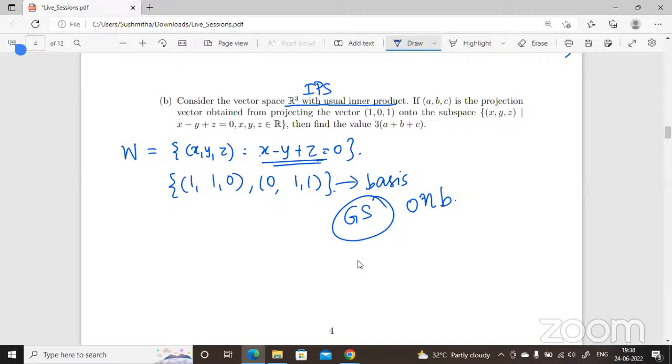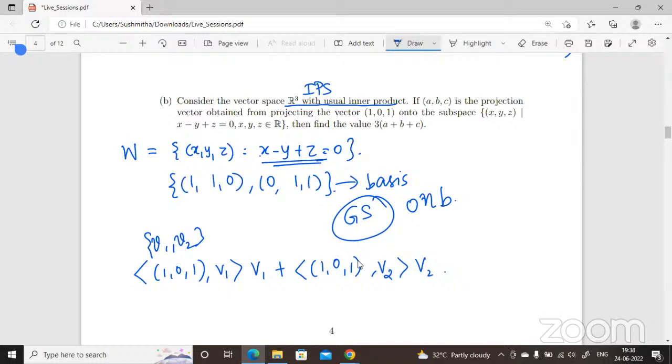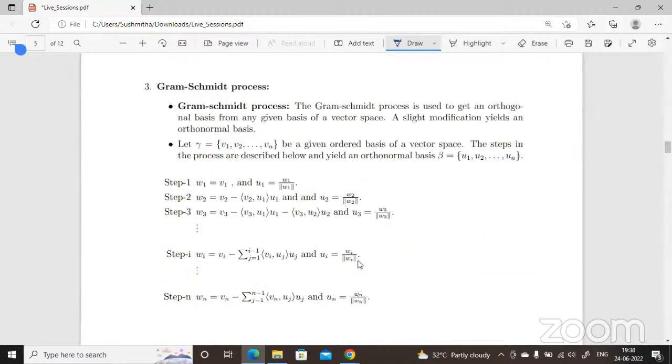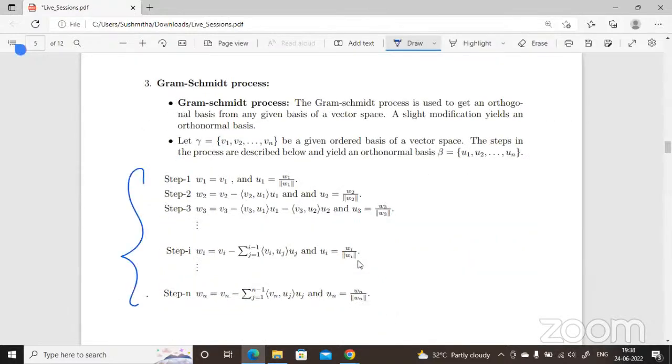Once you get an orthonormal basis, you know how to solve this problem, right? Suppose V1, V2 is the orthonormal basis, then you do the inner product of 1, 0, 1 with V1 times V1, plus the inner product of 1, 0, 1 with V2 times V2. So this is what you have to ultimately do. How do we get this orthonormal basis? That is using the Gram-Schmidt process. This is just an algorithm; you just need to remember it and you will get the basis.